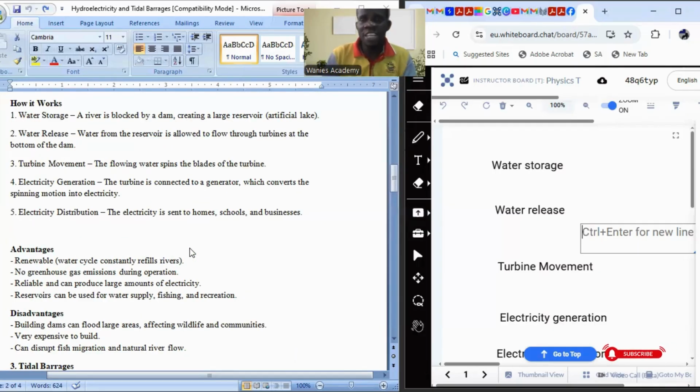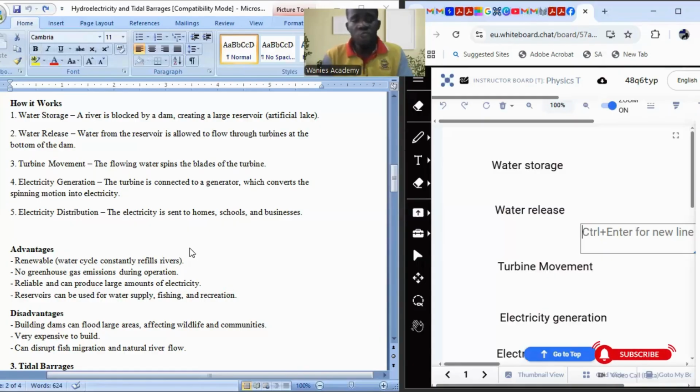Everything that has advantages sometimes will have disadvantages. Now, let's look at the disadvantages of this particular method. Number 1, building a dam can flood a large area, affecting wildlife and communities. In the course of building a dam, because the water is prevented from moving, that can result in water channeling into communities, affecting aquatic life and the ecosystem. Wildlife can also be affected because the water is prevented from flowing through its normal course.